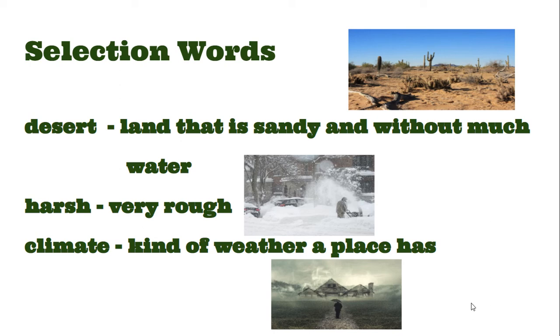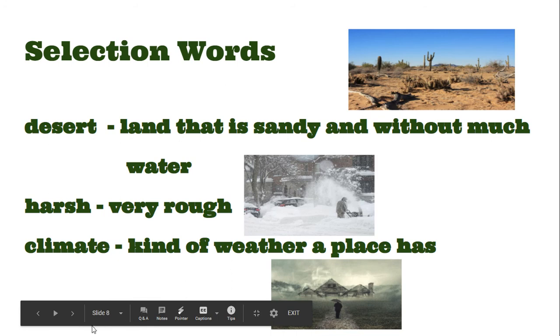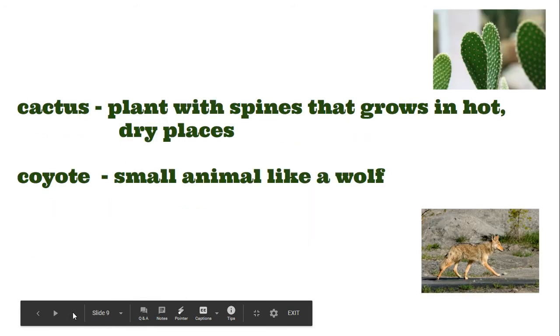Climate can also be very sunny. The climate is the kind of weather a place has. And we said the desert is dry.